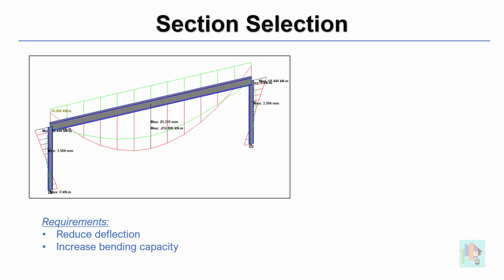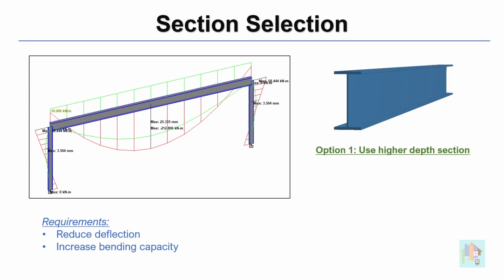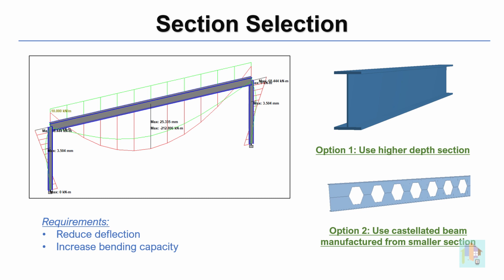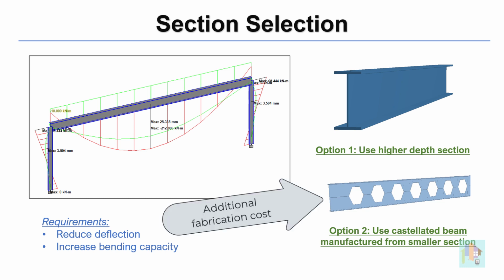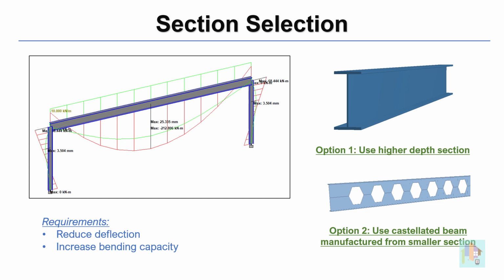So, if we want to reduce the deflection of a long span beam or increase the bending capacity to resist higher moment, there are 2 solutions. Either we can select a hot rolled section with higher depth or go for a cellular beam. If we compare the cost of these sections, a hot rolled section with higher depth will obviously cost more. For a cellular beam, there are some additional costs for fabrication, cutting and welding, and also there is some wastage. But the overall cost of the section is always less than the same depth hot rolled section.